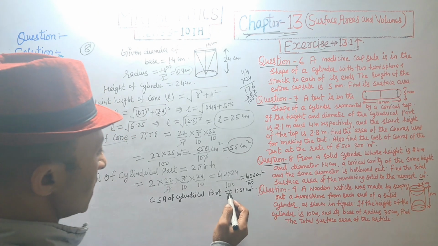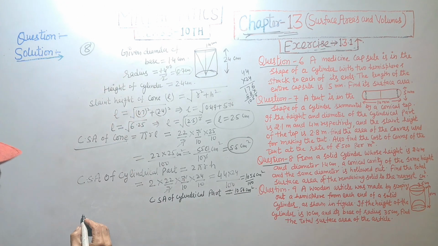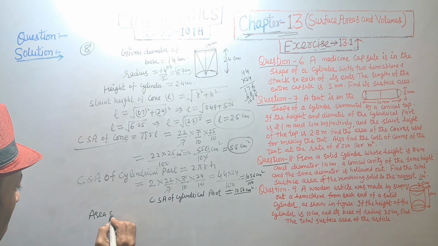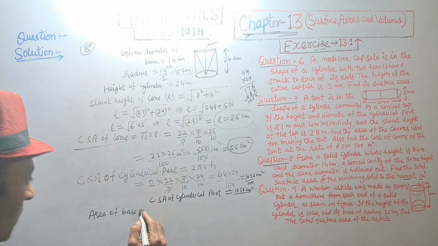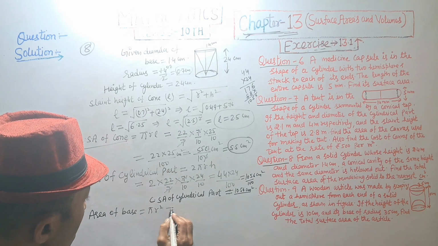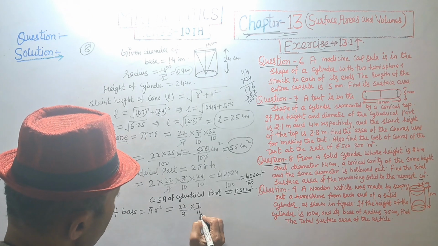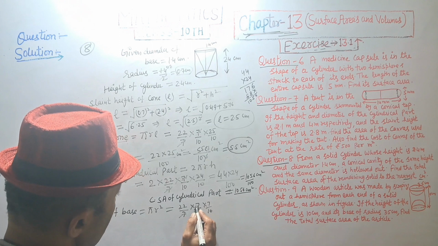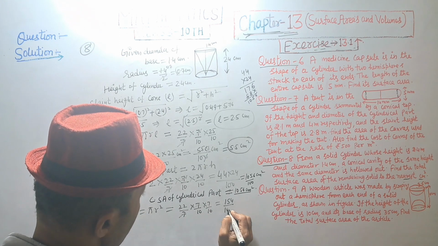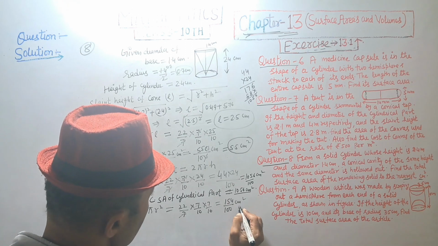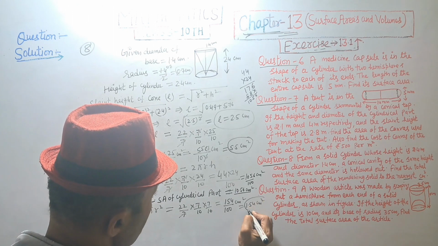Curved surface area of cylindrical part is equal to 10.56 centimeter square, and area of base is equal to pi r square. Pi is 22 upon 7 into radius is 7 upon 10, 7 upon 10. This is cancelled, and 154 divided by 100 centimeter square, that is equal to 1.54 centimeter square.